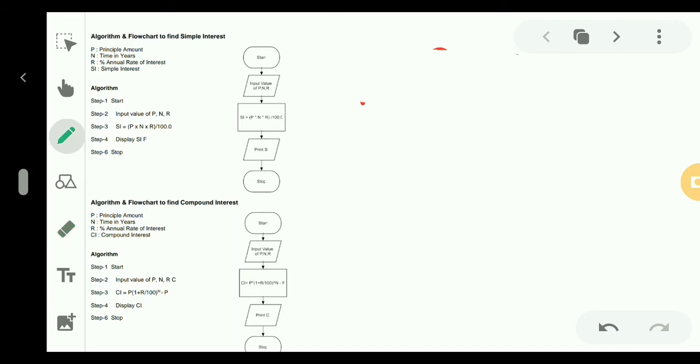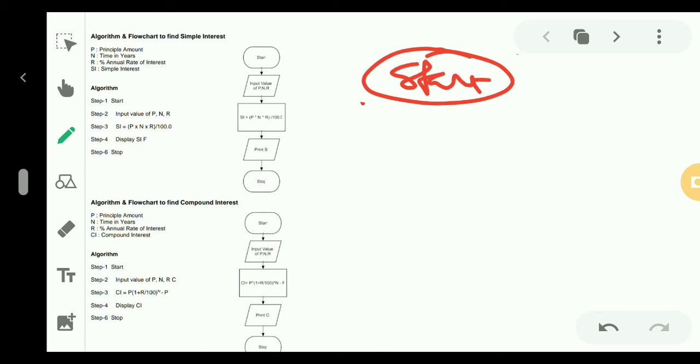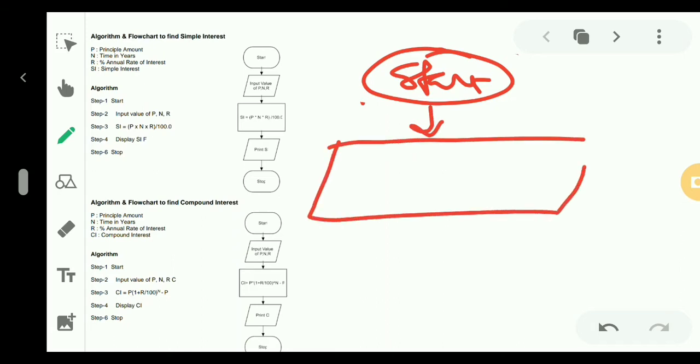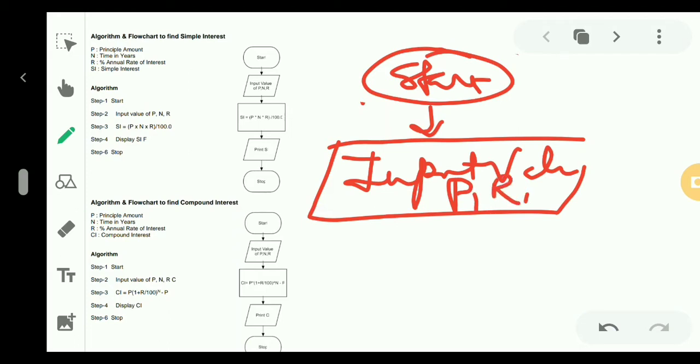The first step is start. After start, you directly take an input. Input values: principal amount, rate of interest and time. Instead of n you can take t also. Here I am using n, that's why I have written n. Any alphabet you can take. After that we go directly to the calculation part.